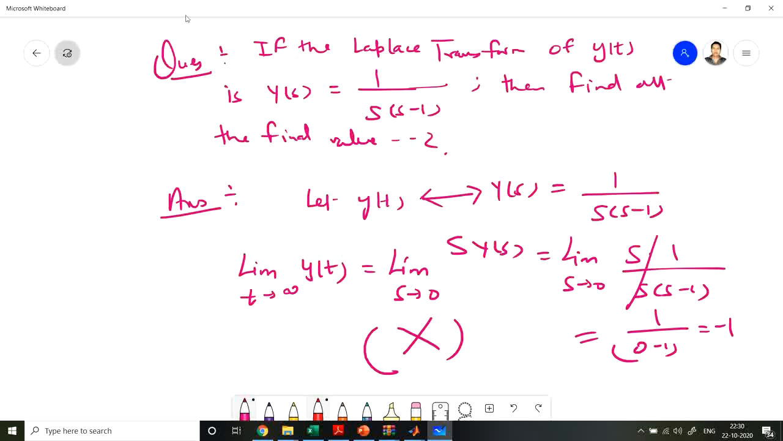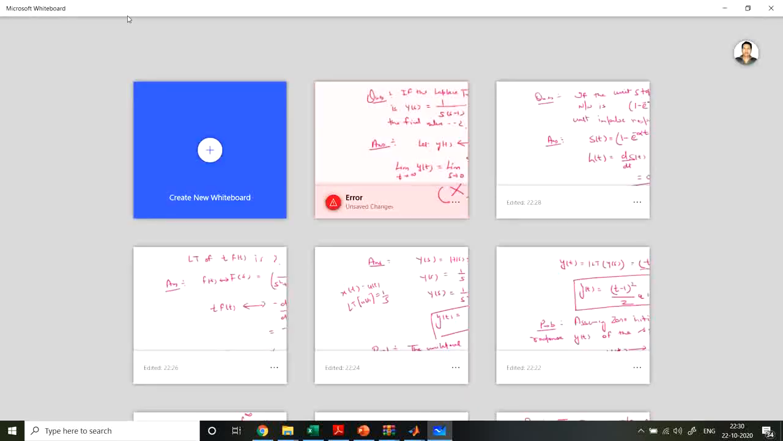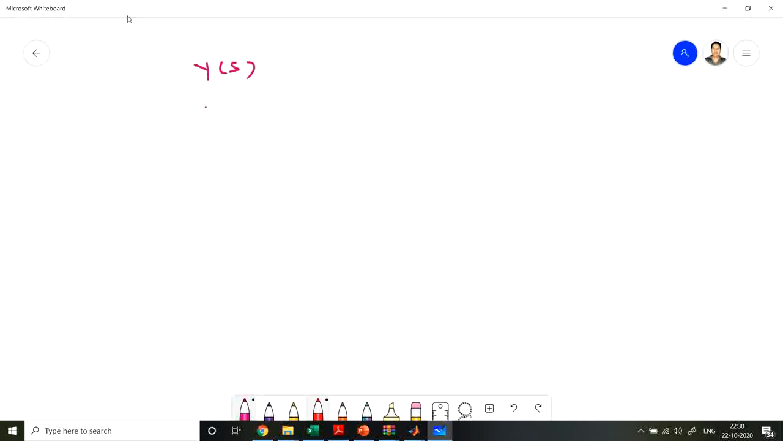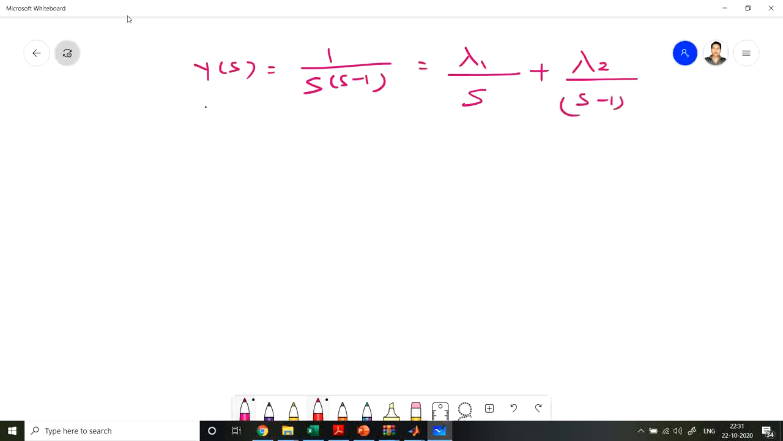Let us discuss how it is unbounded. Y(s) is given as 1 divided by s(s minus 1), and by using partial fraction analysis, it is equal to lambda 1 divided by s plus lambda 2 divided by s minus 1. So lambda 1 is s multiplied by Y(s) at s equal to 0. So what will we get? We will get 1 divided by 0 minus 1.